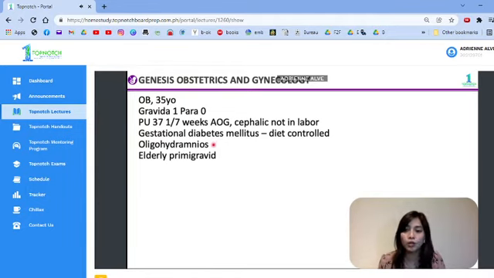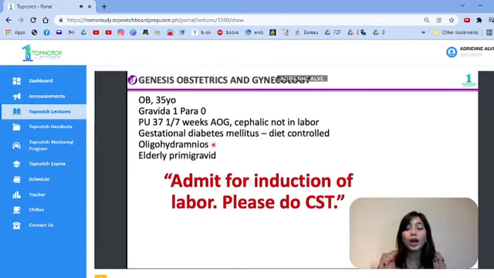So now you refer this patient to the resident and then the resident told you, we have to admit the patient for induction of labor. Please do CST. Okay, yan yung response niya sa'yo. So what are your indications for labor induction? So tingnan natin yung mga indications and ano din nasa patient natin, why we're inducing for labor.